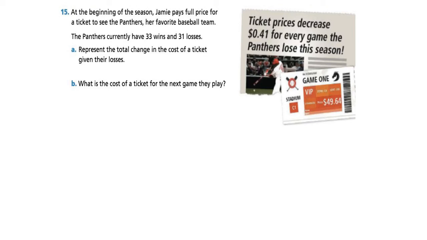Number 15. At the beginning of the season, Jamie pays full price for a ticket to see the Panthers, her favorite baseball team. The Panthers currently have 33 wins and 31 losses. Part A. Represent the total change in the cost of a ticket given their losses. Well, let's look at that newspaper. It says that the ticket prices decrease 41 cents for every game they lose this season. Well, if we look at that, they had 31 losses.